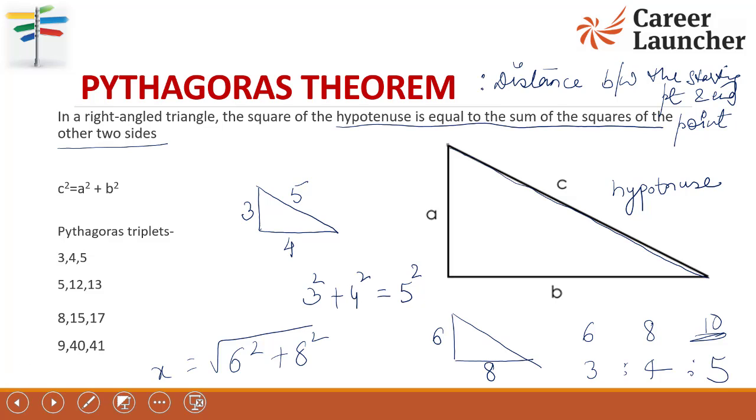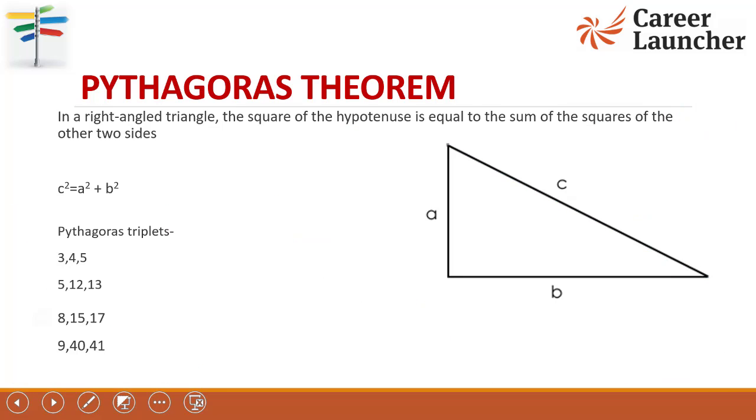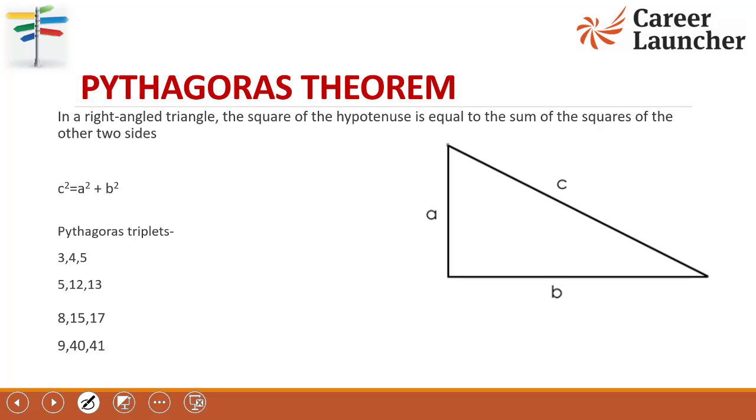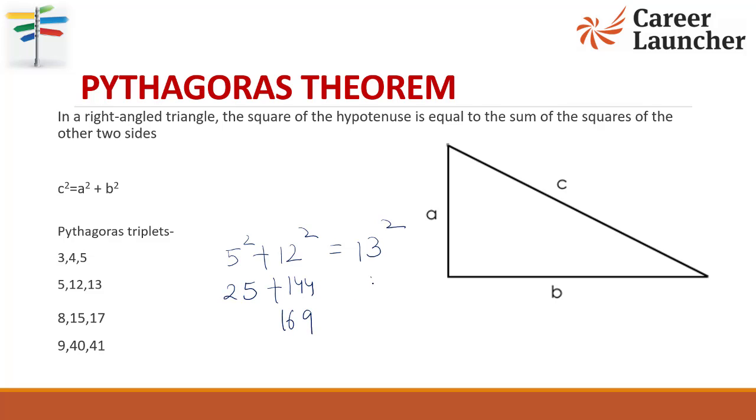Another famous triplet, which is widely used, is 5 12 13, because 5 square plus 12 square is equal to 13 square. So we can cross check here: 25 plus 144 comes out to be 169, and 13 square also happens to be 169.